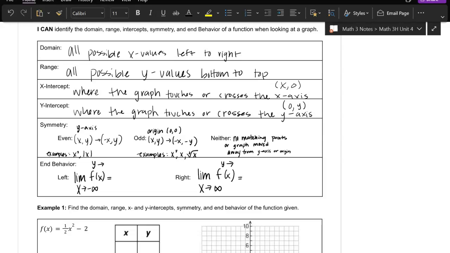Neither symmetry means there's no matching points, or the graph moved away from the y-axis or origin.